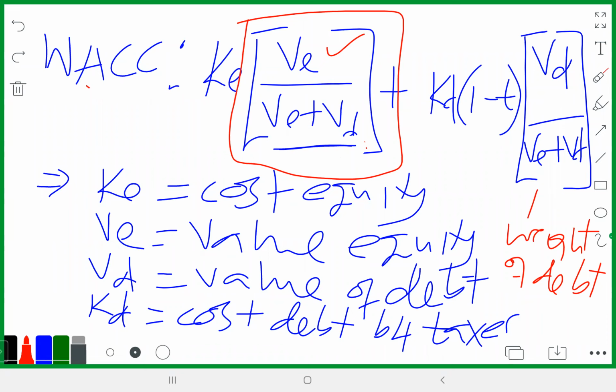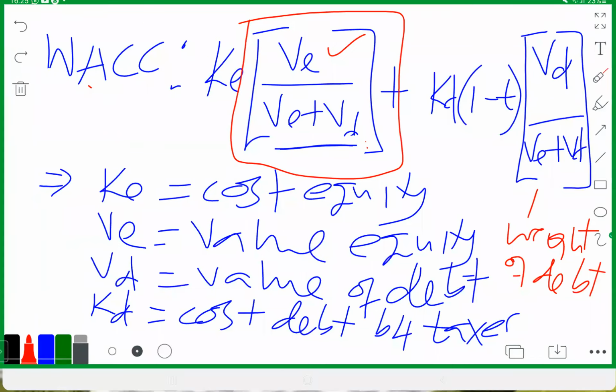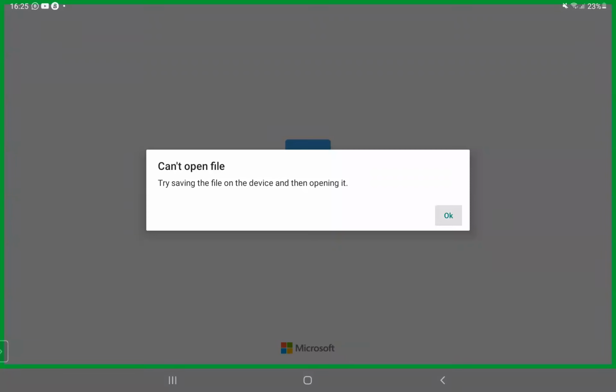So this is the formula. Let's understand the formula very well, and then everything will be easy and very straightforward around the cost of capital. Let's have an example. An example shall do better.